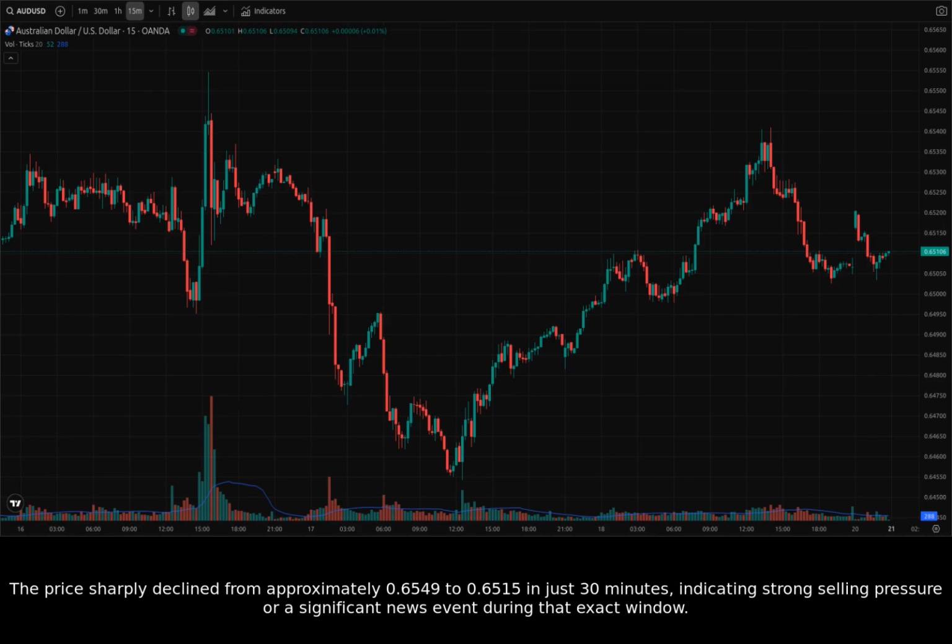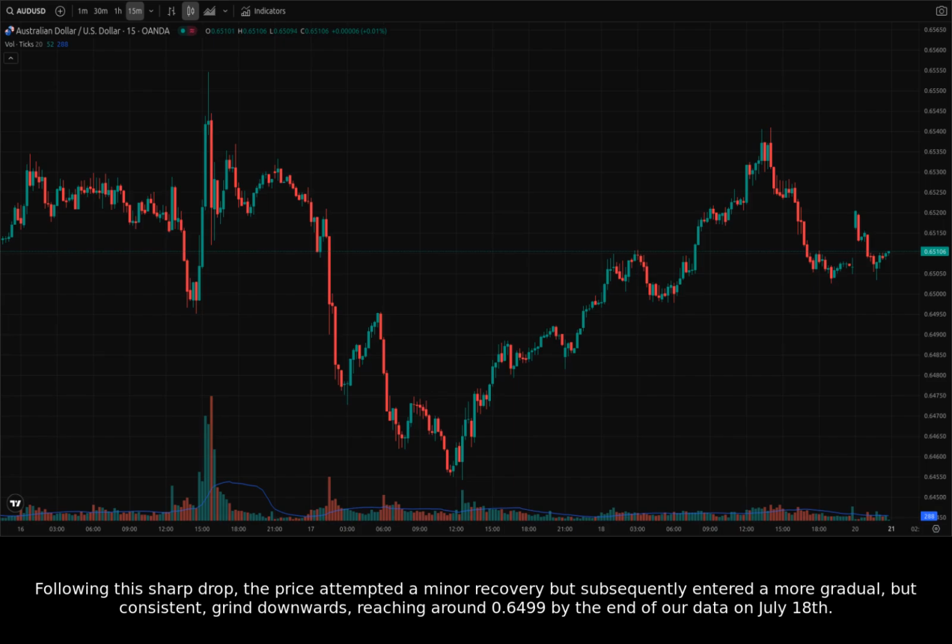The price sharply declined from approximately 0.6549 to 0.6515 in just 30 minutes, indicating strong selling pressure or a significant news event during that exact window. Following this sharp drop, the price attempted a minor recovery but subsequently entered a more gradual, but consistent, grind downwards, reaching around 0.6499 by the end of our data on July 18th.